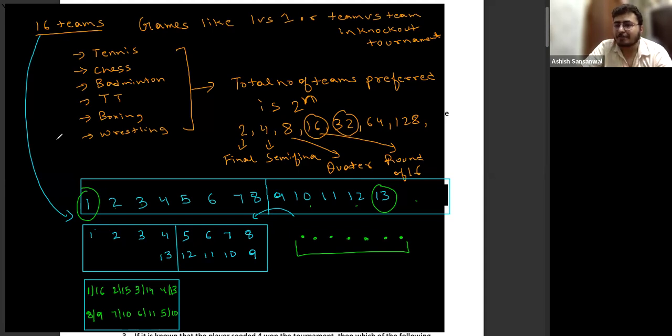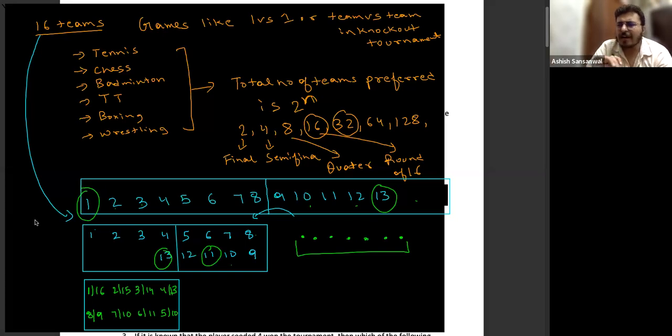There is another thing called upset. Everyone comfortable with the concept of upset? What is an upset? Like Zimbabwe beating India. A lower player defeats the top player. If 1 wins over 2, then it is not called an upset. When a lower ranked team beats a higher one, like if 13 defeats 4, then it will be an upset. If 11 defeats 6, it will be an upset. If 10 defeats 7, it will be an upset. But if 8 defeats 9, then it is not an upset. Okay? Is this clear?